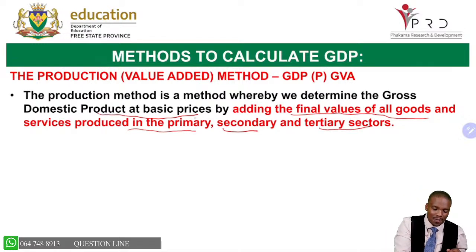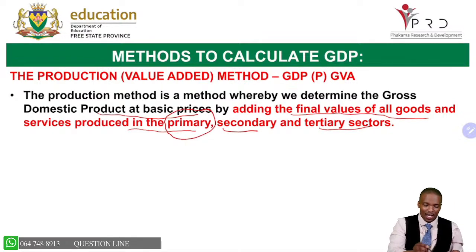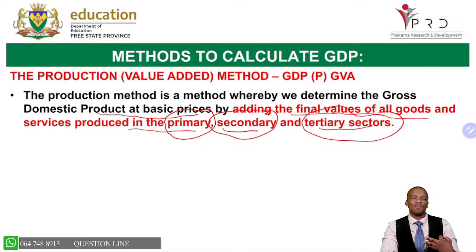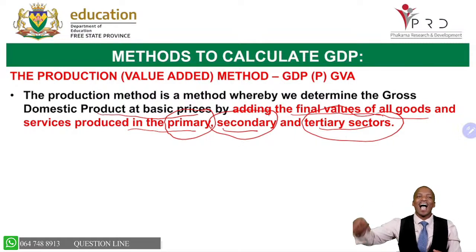How will you see it? If it has the primary sector, the secondary sector, and also the tertiary sector. Once you see those three sectors of the economy, then you know that this is the production method. Then another question that follows says, name any other method of calculating GDP.